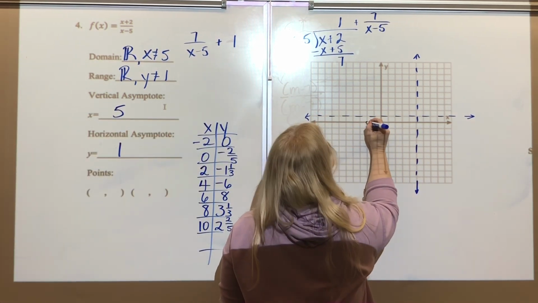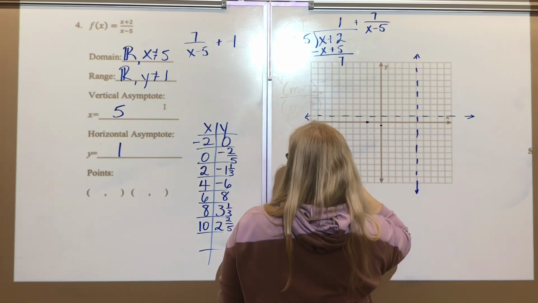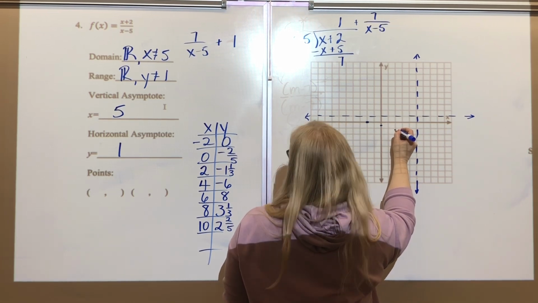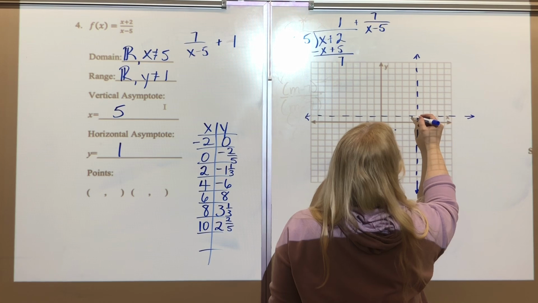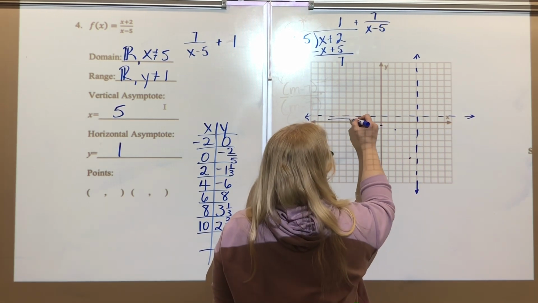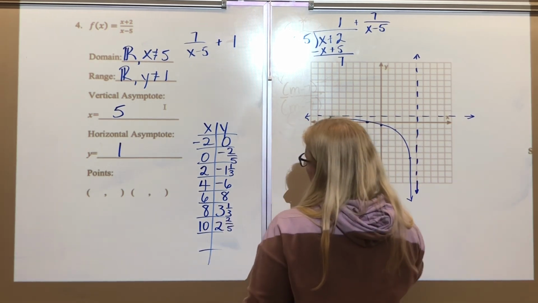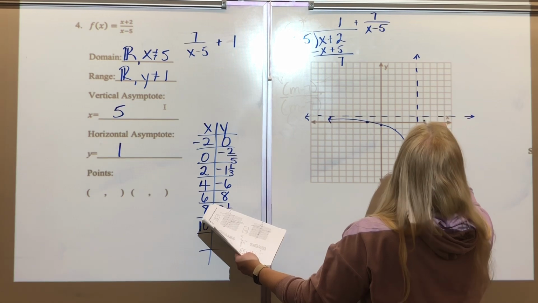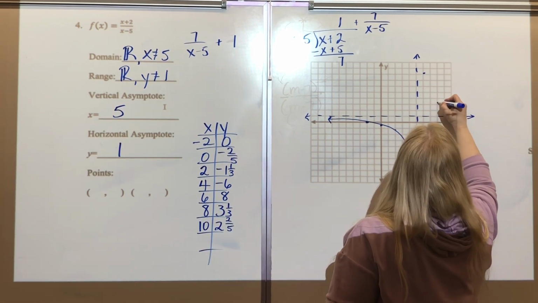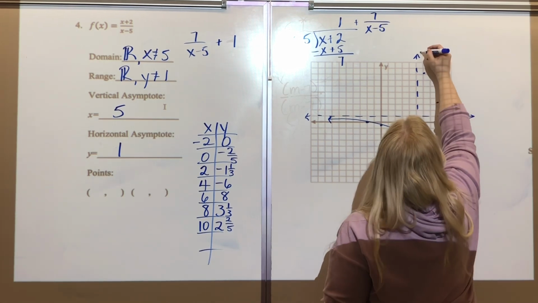-2, 0, 0, -2/5, which is about 1/2. 2 and 1 1/3. 4 is -6. So 2, 4, 6. Okay, then we have 6 is 8. 8 is 3 1/3. And 10 is 2 2/5.